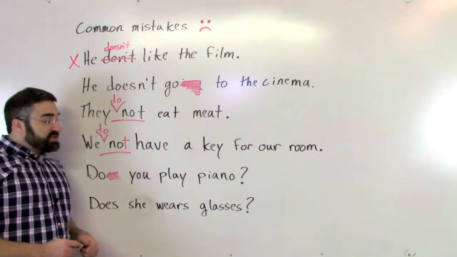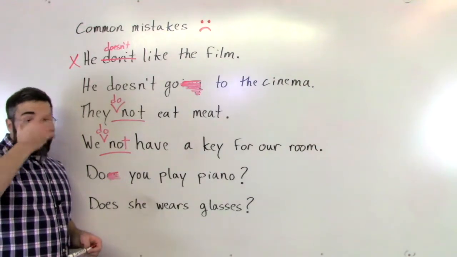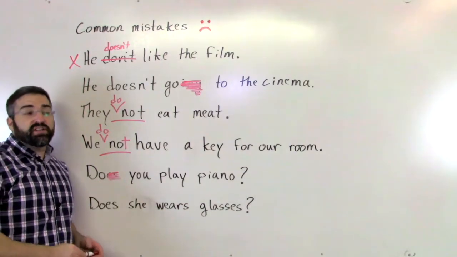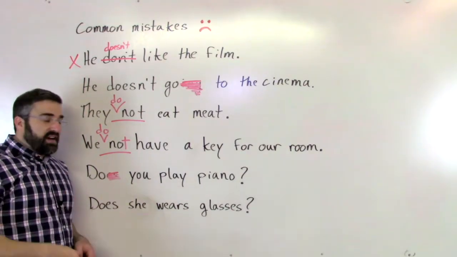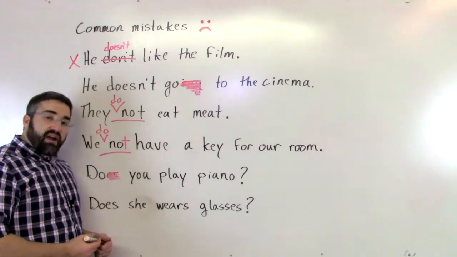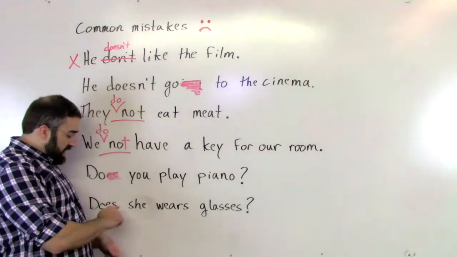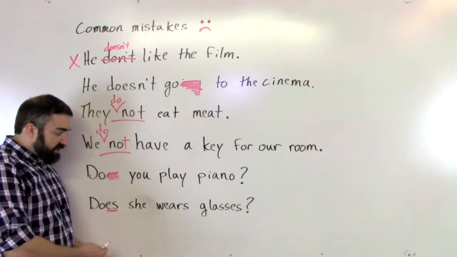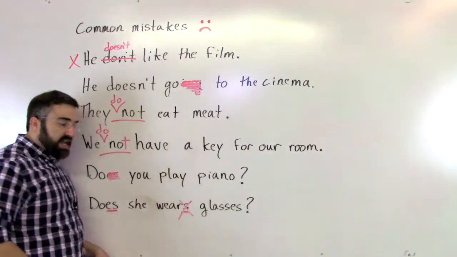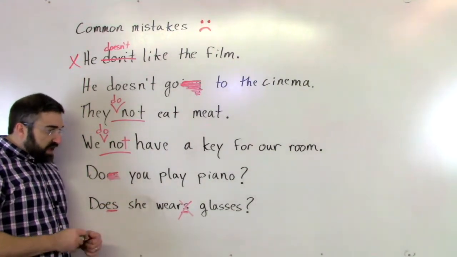"Does she wears glasses?" So glasses right here, yes? So "she wears glasses" would be correct to say. But "does she wears" is not correct, okay? This is not correct to say, "does she wears?" No, that's not right, because I have my ES here. I have my ES there. I don't need an ES here, so I need to get rid of my S, okay? Does she wear? Does she wear glasses?